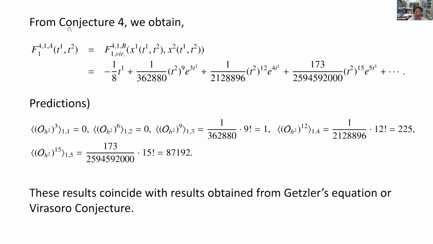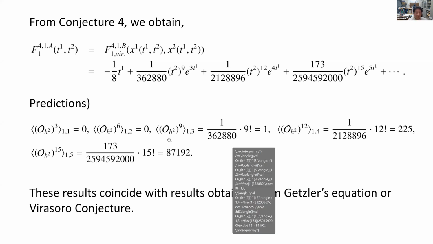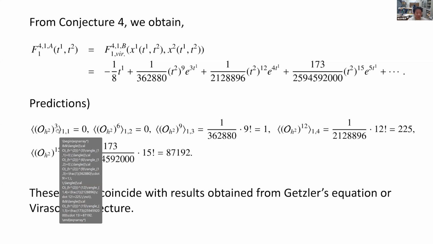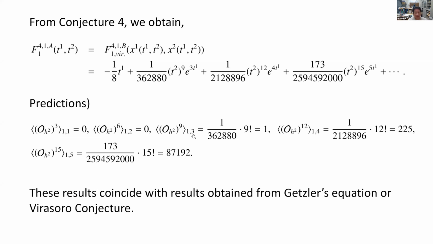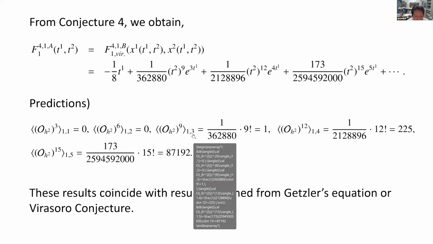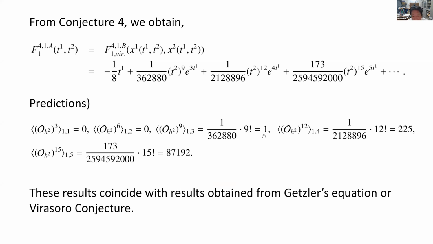Then by using the conjecture formula, we obtain the generating function of the Gromov-Witten invariants, which counts genus 1 curves in CP2, which satisfy some kind of passing-through condition coming from operator insertion. From this result, we obtain the number of elliptic curves in CP2. This says the degree 1 elliptic curve count is 0, degree 2 is 0, and degree 3 elliptic curves passing through 9 points in CP2 is 1.